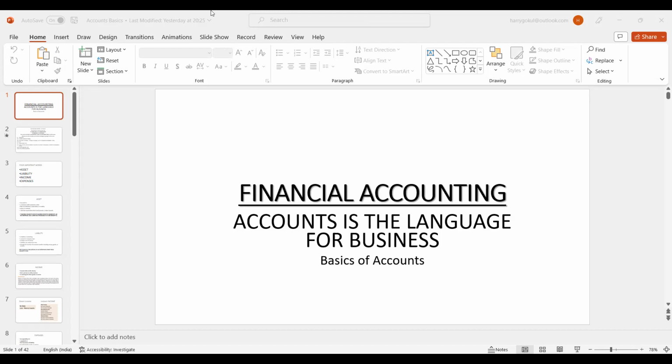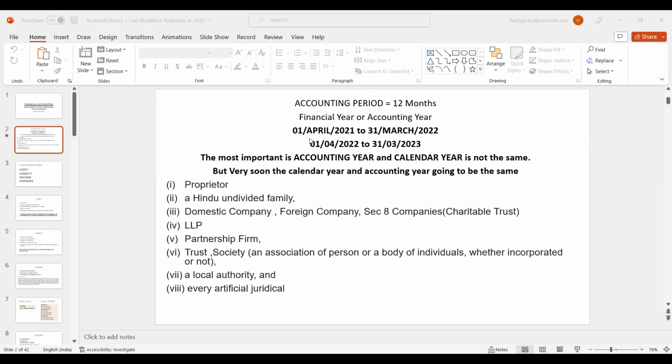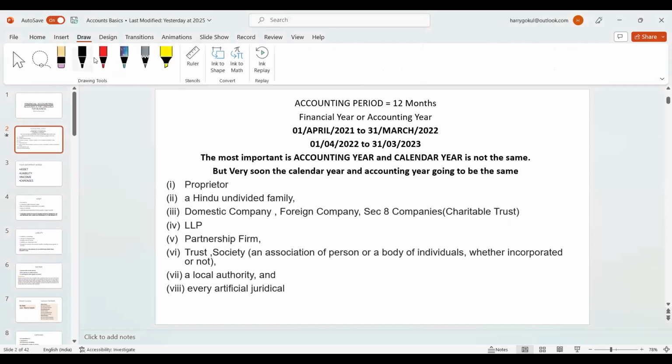Okay, I think I want to add that. As I said, accounting is the language of the business. To understand the business, you need to have general knowledge of accounts. So we are doing this for a 12 months period, and the 12 months period is known as the financial year or accounting year.